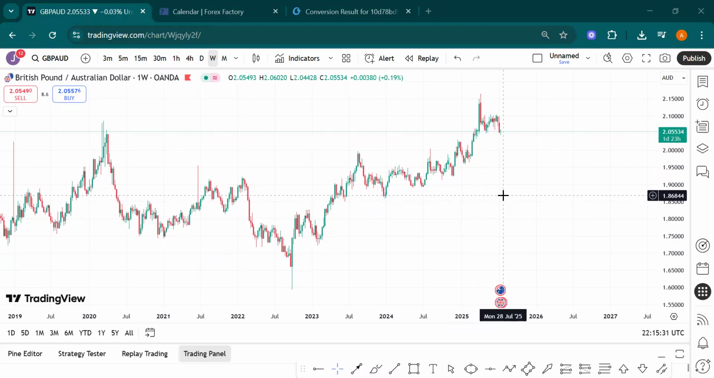So we've been doing a series of top-down analysis of different financial assets, both Forex, crypto, commodities, and derived synthetic indices. Today, as a continuation of this series, we'll be looking at GBPAUD, which is a currency pair.